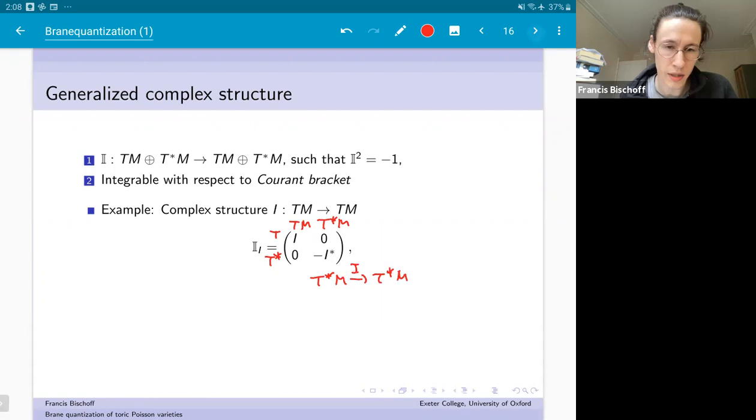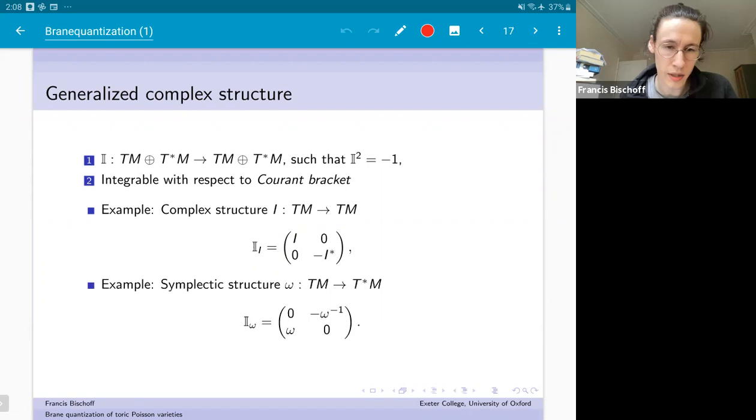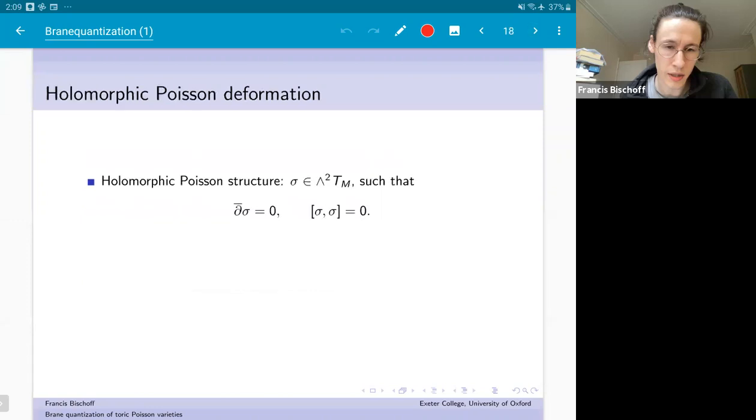So here's another example. This is at the opposite extreme, which is a symplectic structure. So this gives another example of a generalized complex structure. You can think that generalized complex geometry is some type of geometric framework which unifies both complex and symplectic geometry. But it also includes holomorphic Poisson geometry. And these can be viewed as giving deformations of a complex structure.